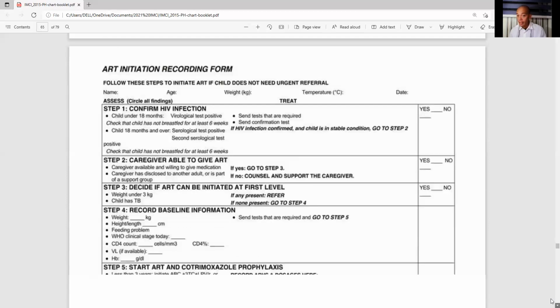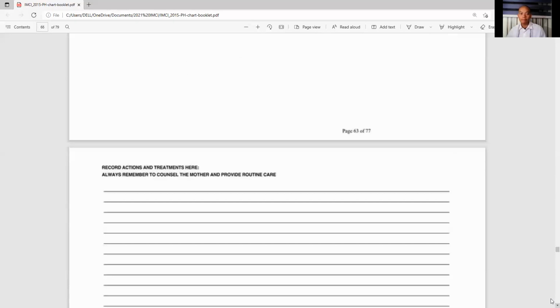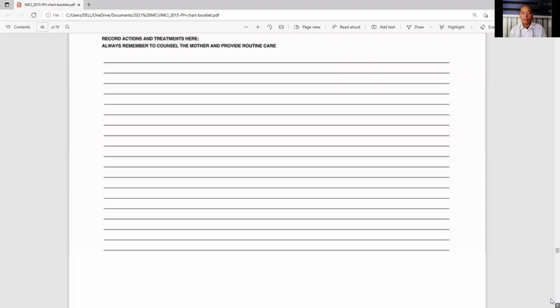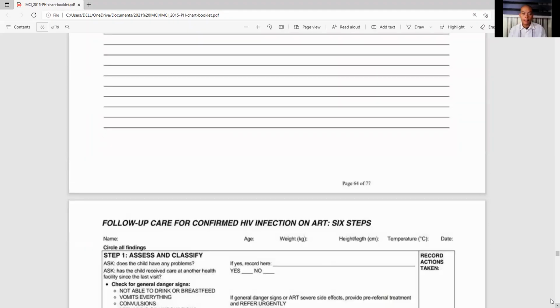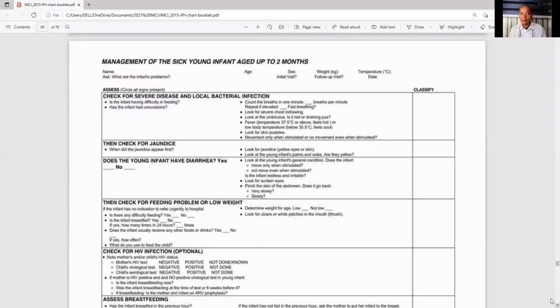Art initiation recording form, HIV. So we are going to skip this, but you still have to familiarize yourself with it. Remember, record actions here. Follow-up care confirmed. Follow-up care for HIV, we will skip that as well. Records action taken, form for 2 months and below.